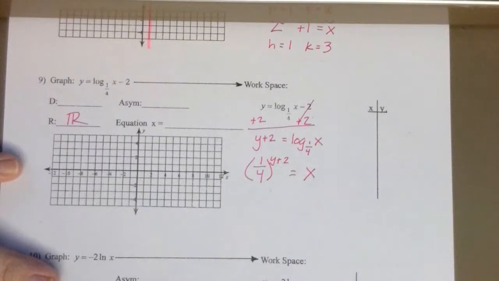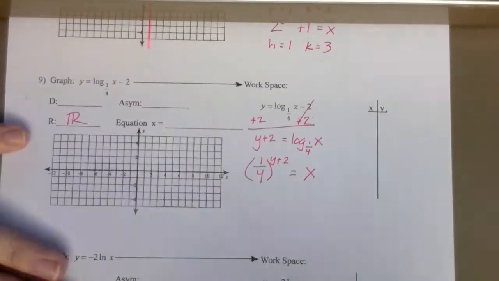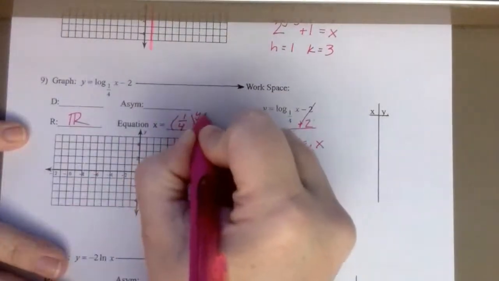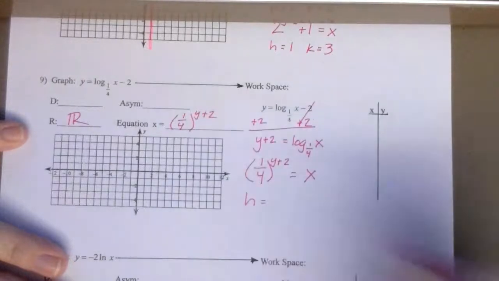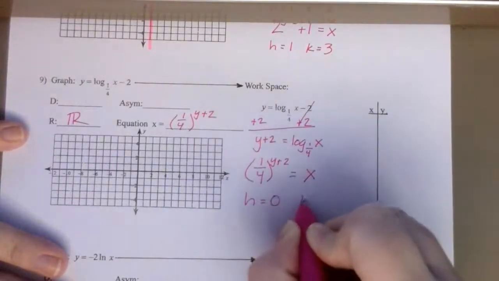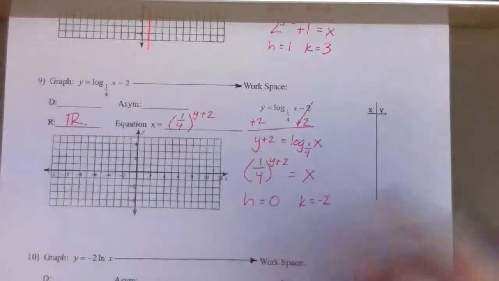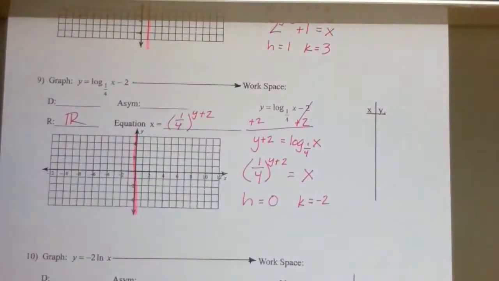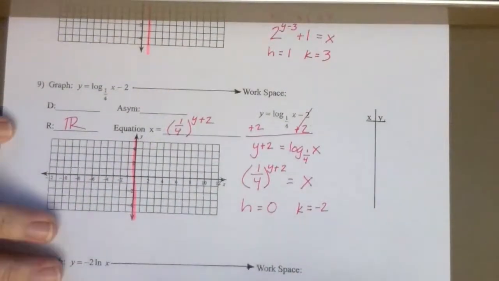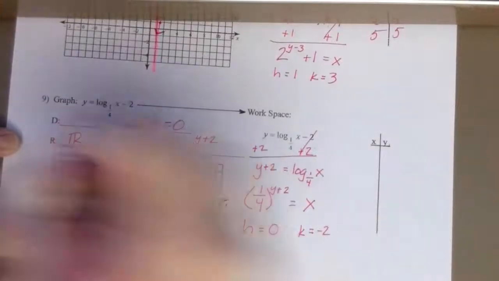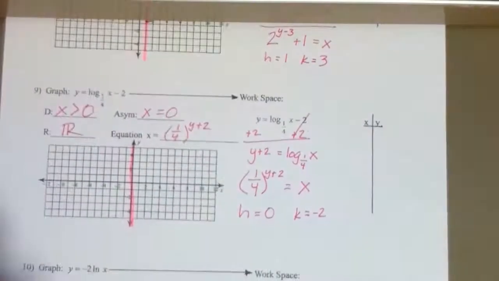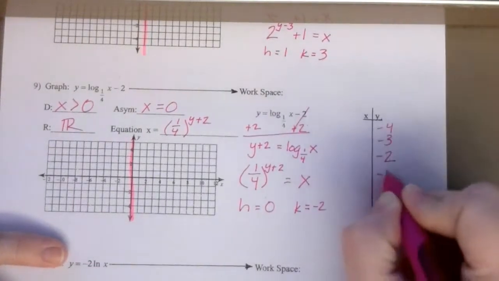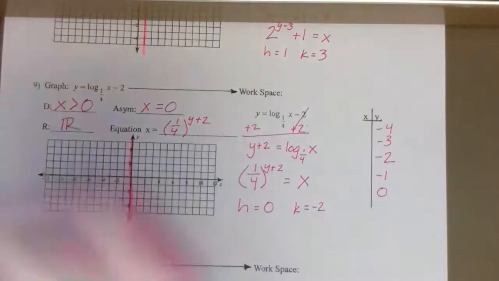A lot of people lost a point on that on the quiz for not putting those parentheses, so don't lose that point tomorrow. Okay, so let's see, 1/4 in parentheses to the y plus 2. What's my h value? 0. What's my k value? -2. My asymptote is x equals 0, and my domain is x is greater than 0. And then I plug in my -2 over here, so -3, -4, -1, and 0, and it's calculator time.